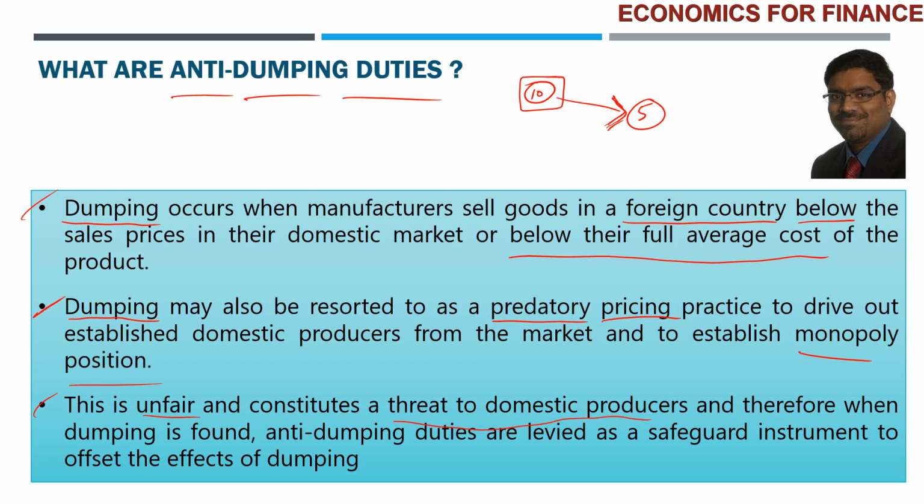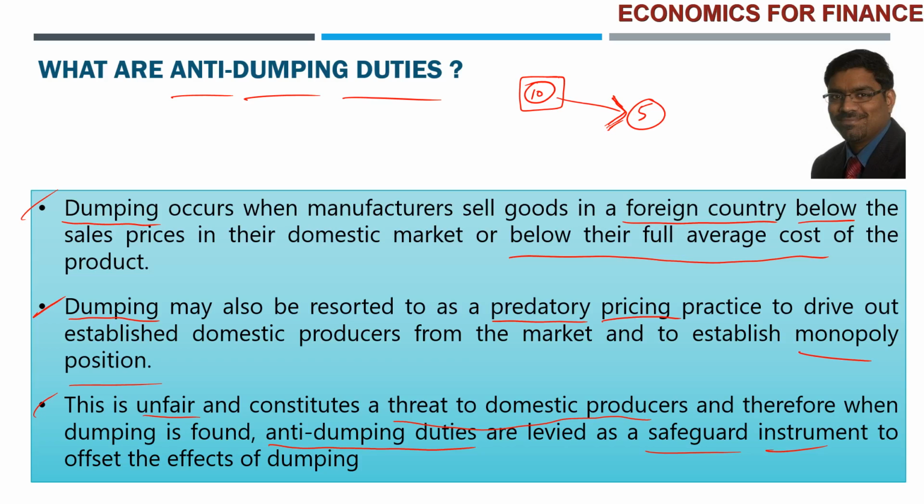Of course, yes. And therefore, when the government feels that a particular country or a manufacturer from a particular country is resorting to dumping, then what is the response of the government? It will levy anti-dumping duties as a safeguard instrument to offset the effects of dumping. So dumping was intended to sell some product at a very low price in another country. So how to offset that objective, what is the defense mechanism for our country or any country for that matter? It is levying a big amount of anti-dumping duty.